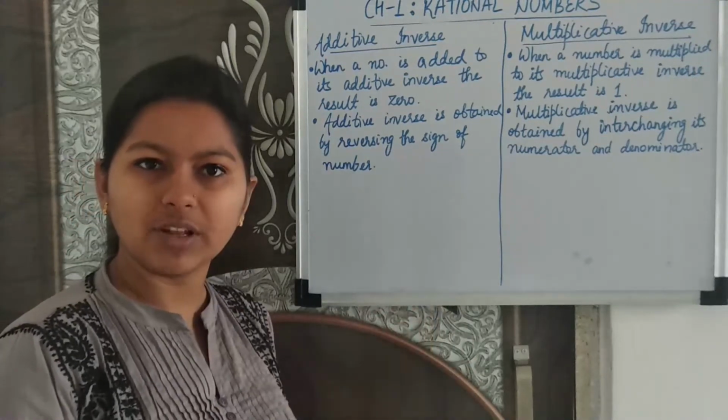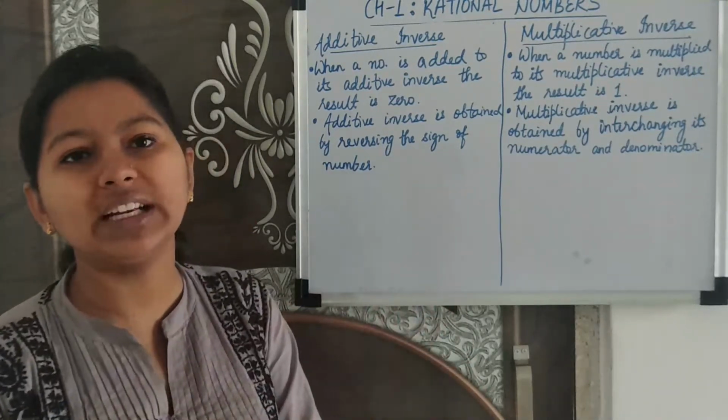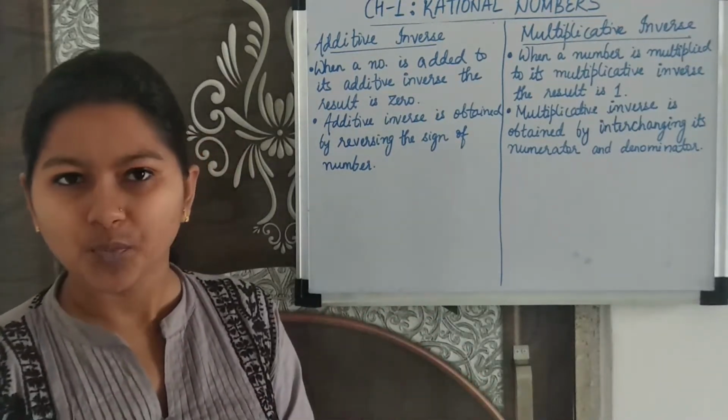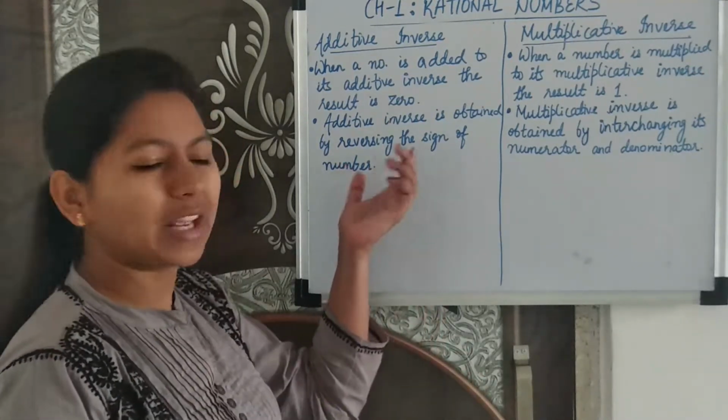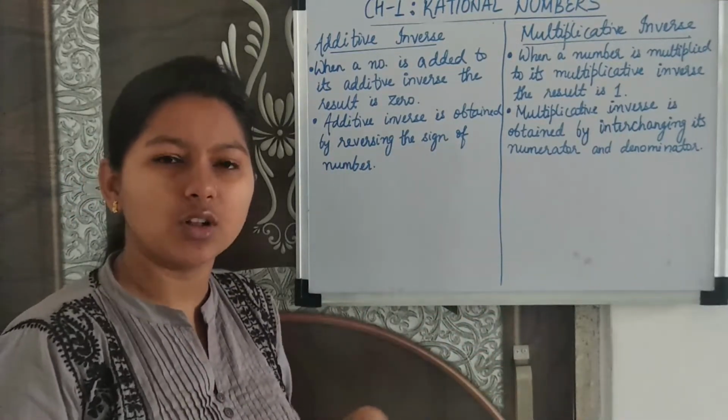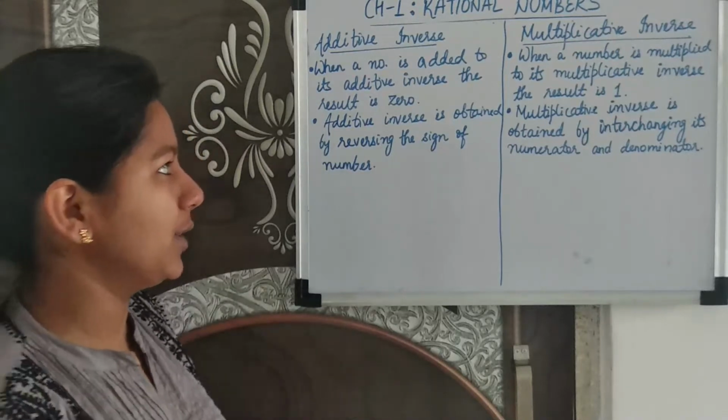If it's a positive number, then we have to make it negative. If it's a negative number, we have to make it positive. Additive inverse we can find for natural numbers, whole numbers, integers, as well as rational numbers.